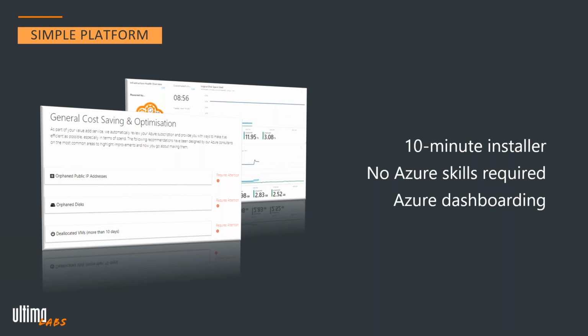Within each one of those sections that you can see there, so it's orphaned IP addresses and orphaned disks, where it requires attention, you can click into there. It gives you insight into, okay, these are the resources that are orphaned, we can go and address them, and at the end of the day, immediately save money.